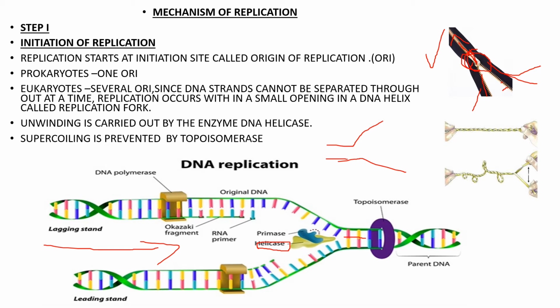So the unwinding is carried out by the DNA helicase. At the same time, the topoisomerase enzyme will prevent supercoiling of the DNA during unwinding. If you take a rope like this, and try to unwind at one end, at the other end you can see the supercoiling like this. In the same way, when the DNA double helix is getting uncoiled, on the other side there is a chance of supercoiling. That supercoiling is prevented by the enzyme topoisomerase here.